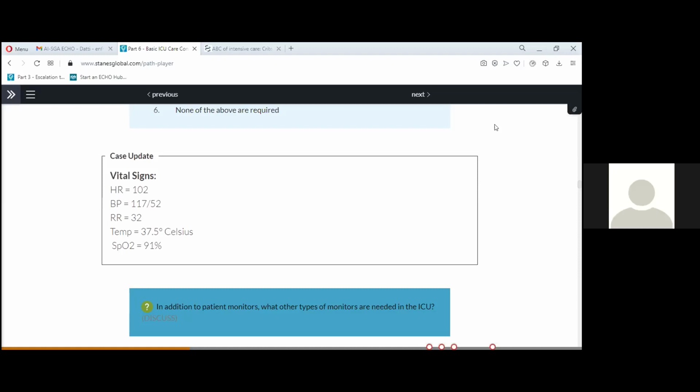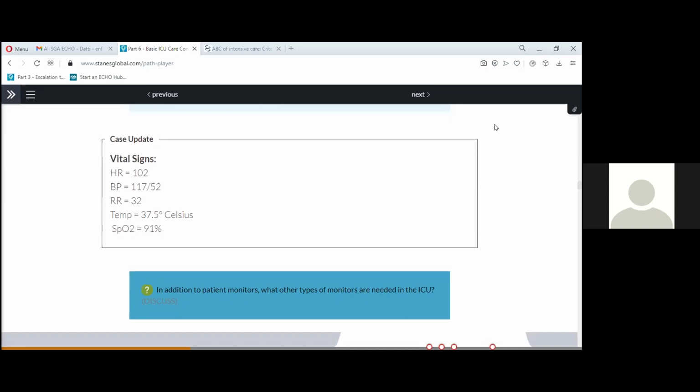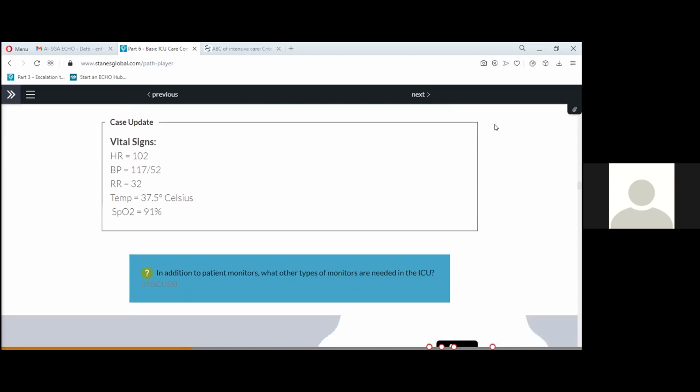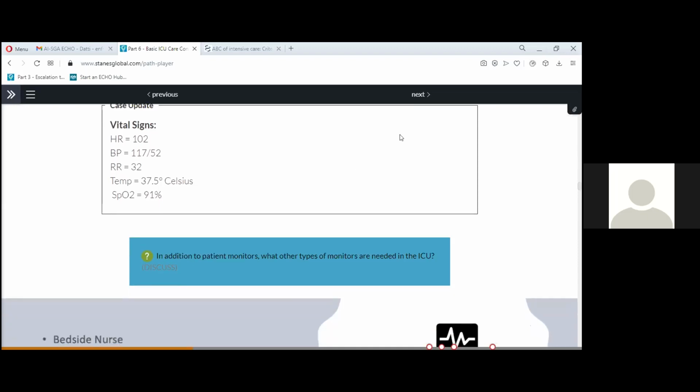We have this patient who is still tachycardic, tachypneic. In addition to patient monitors, what other types of monitors are needed in the ICU? This is a generic question. In addition to patient monitors, what other types? So we can actually write a lot here. If we could put it in our chat box, this is a discussion question. So, based on how rich the center is, or if you have a lot of grants, have collaborations, what other types of monitors are needed in the ICU?